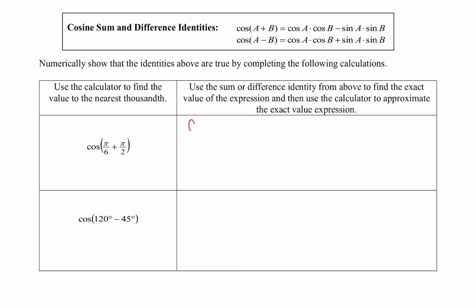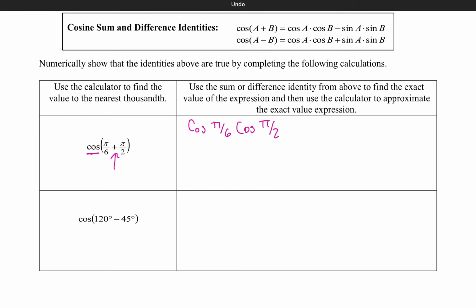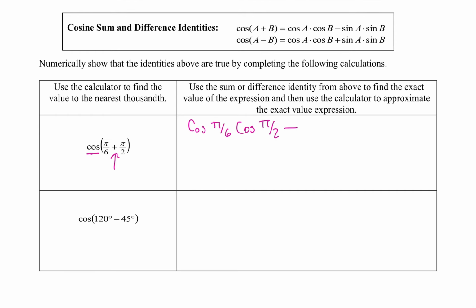So the first one says cosine of pi over 6 plus pi over 2. So we're going to do cosine pi over 6 times cosine pi over 2. Again, because it's cosine, we're doing cosine, cosine. The sign here is plus, so we're going to do the opposite for the sum and difference of cosine. So we're going to put minus. And then we do sine of pi over 6 times sine of pi over 2. So cosine, cosine, sine, sine.